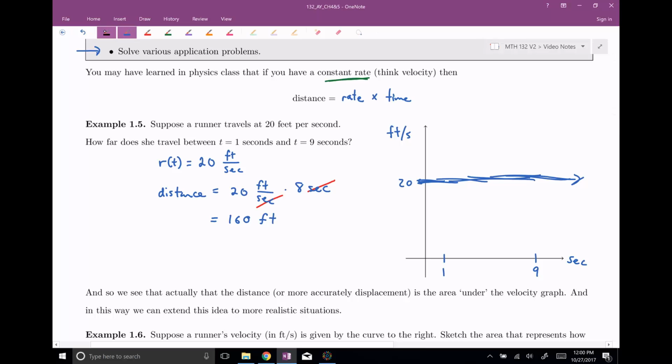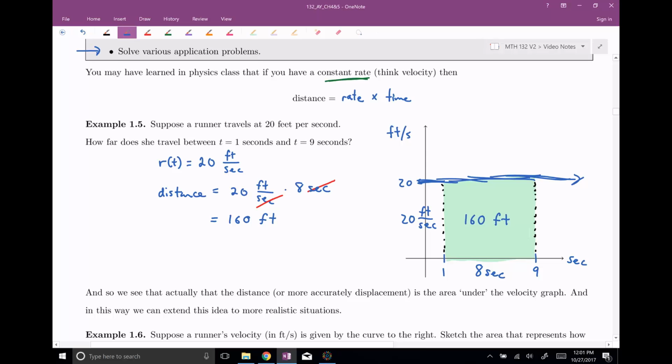And so if you were to calculate the area under this function between t equals 1 and t equals 9, you can see that you're making a nice rectangle here, between t equals 1 and t equals 9. If you were to calculate the area of this rectangle, the width here would be 8 seconds, and the height here would be 20 feet per second. And so the area altogether, you would multiply these and get 160, and feet per second times second, the seconds would cancel and you would get 160 feet.